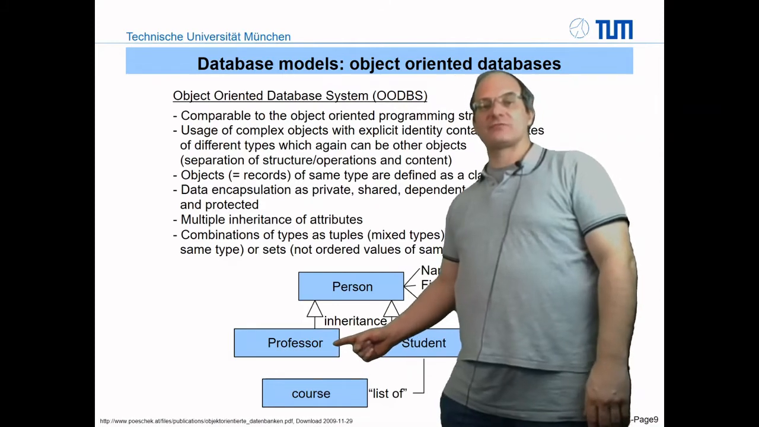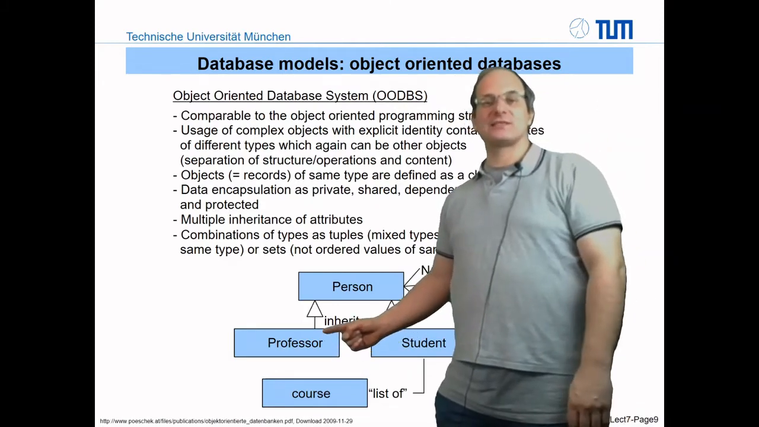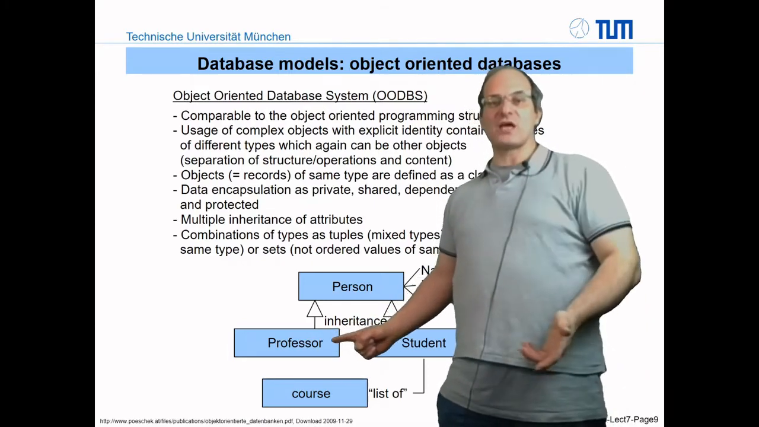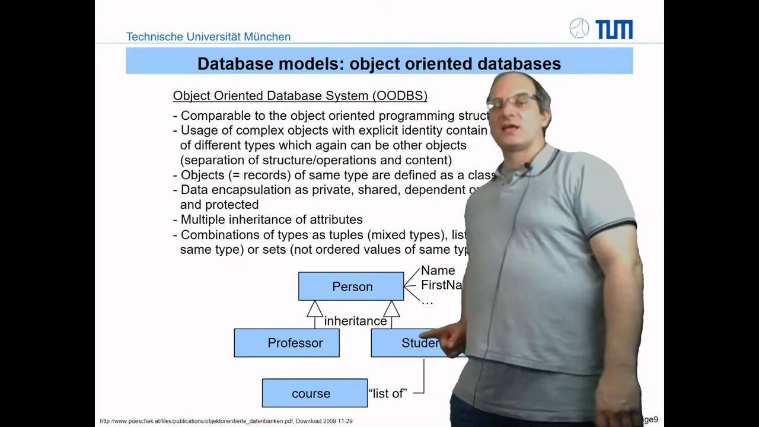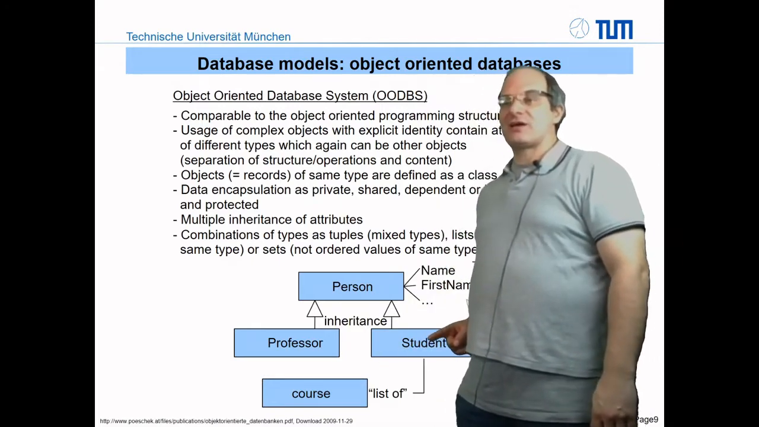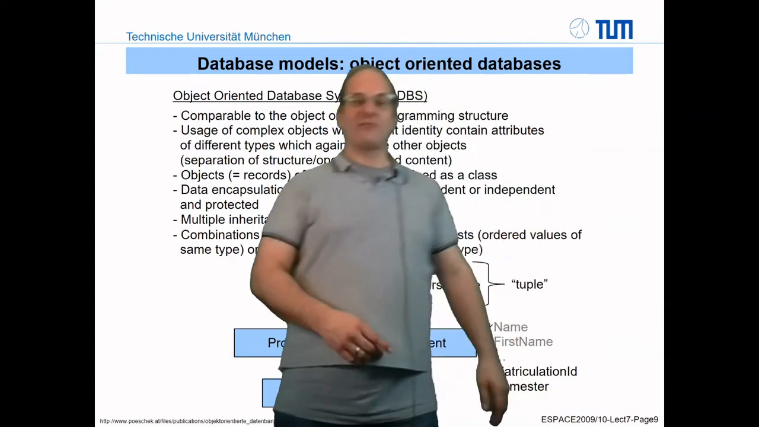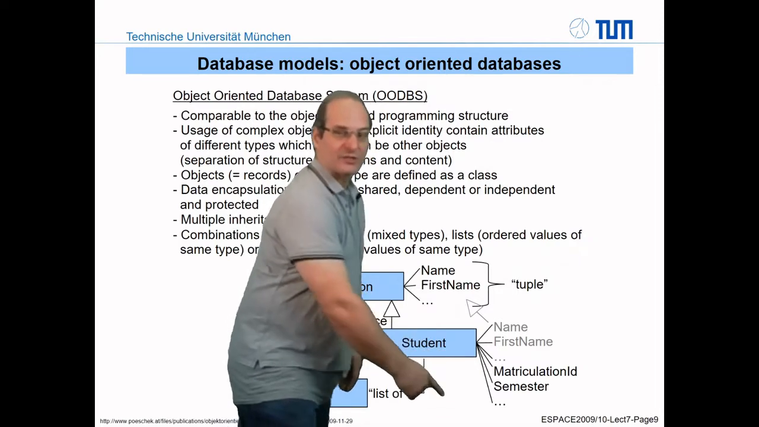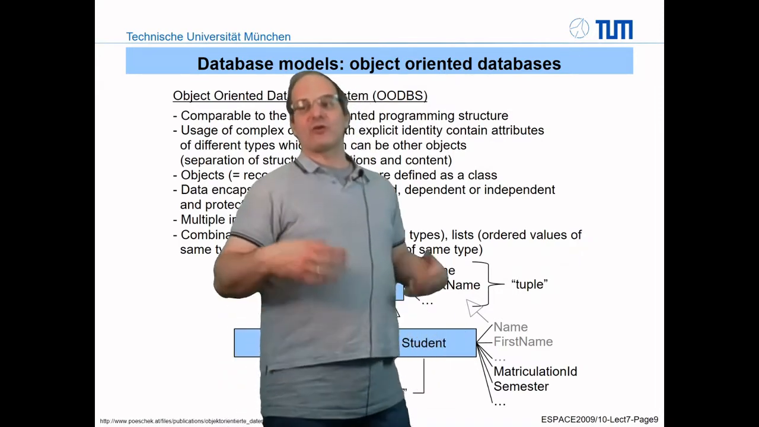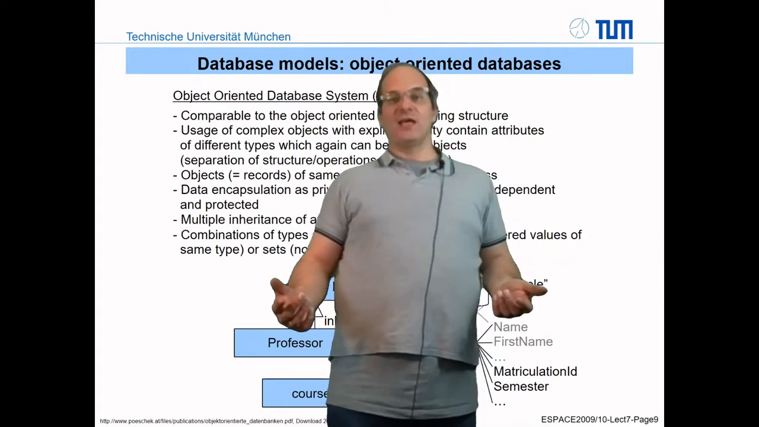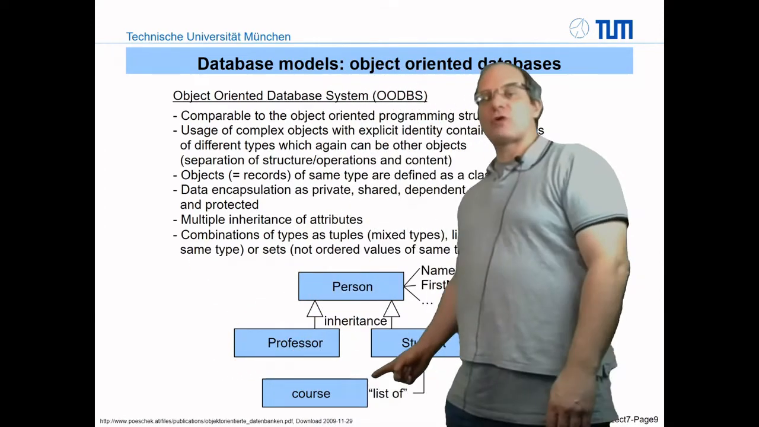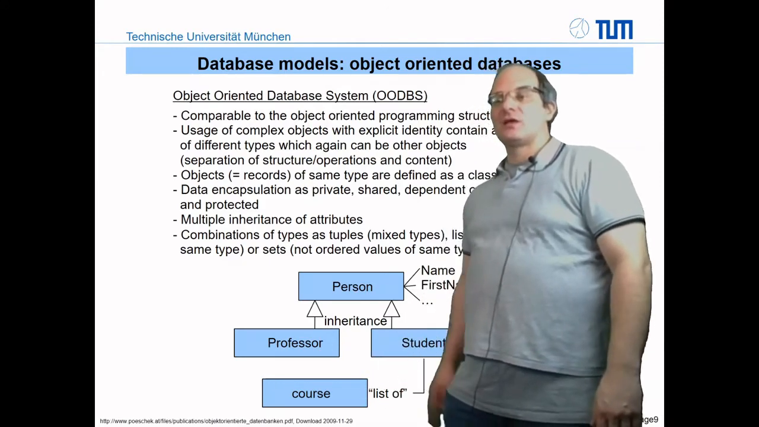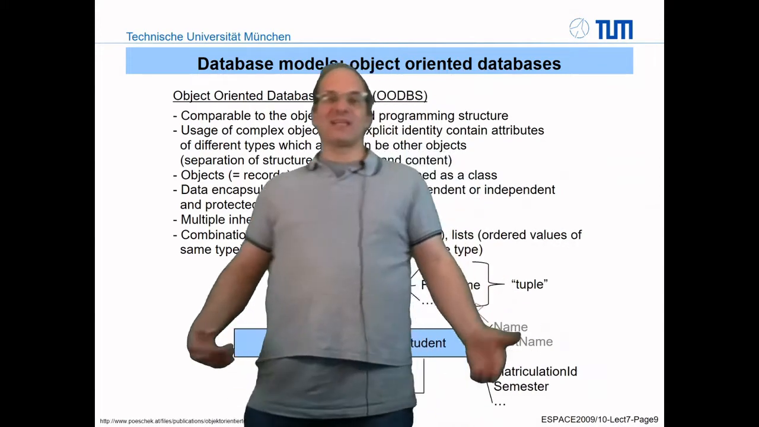So a professor has, for example, a title, or special additional information like the office number, the room numbers, things like that. You can combine this again, and you have also students, and you have special additional information, like here again you have name and first name, and you add additional attributes like matriculation ID and semester, things like that. And then you can connect them also to other things, like what you know with the relational database tables. A student, for example, has a list of courses.